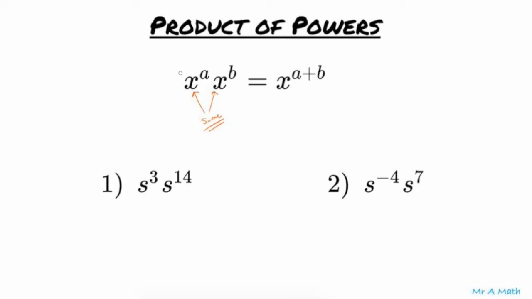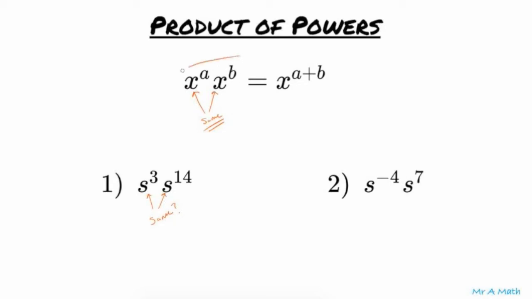Okay, so let's look at this in a couple examples. To start off on the easy side, here we have a pretty simple problem. It's s to the third times s to the 14th. Number one, are these the same base right here? One of them is s and the other is s, so yes, they're the same exact base. So since they're being multiplied together, I can use my product of powers rule.